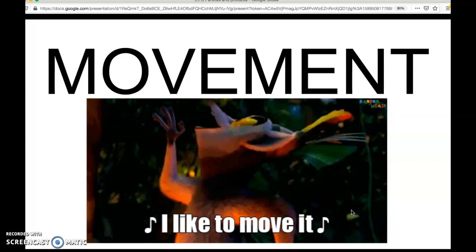I hope you like my Madagascar transition here, like I forget the raccoon's name, or I don't even know, maybe he's a lemur, but he likes to move it, and so do our protozoans.